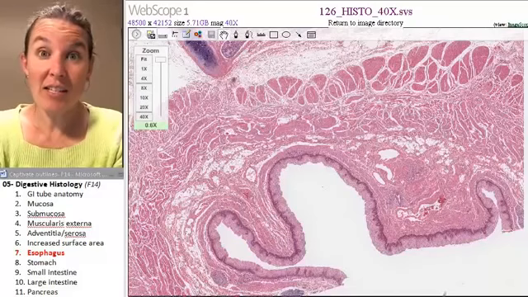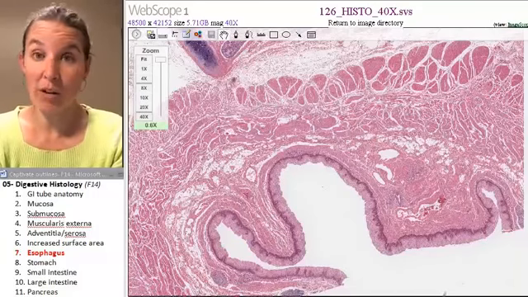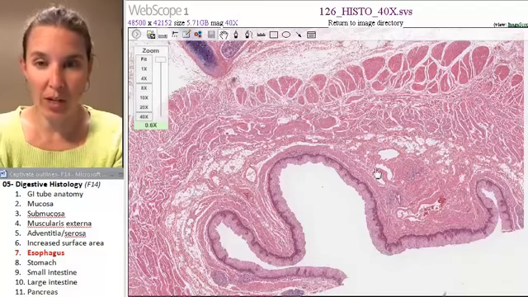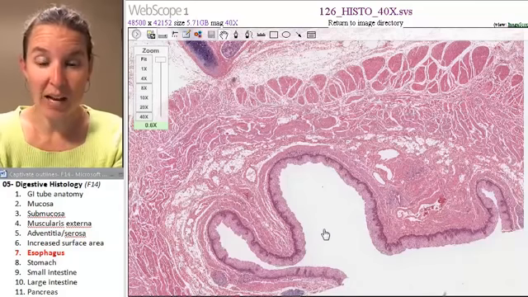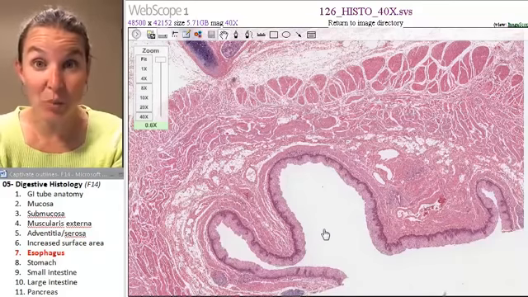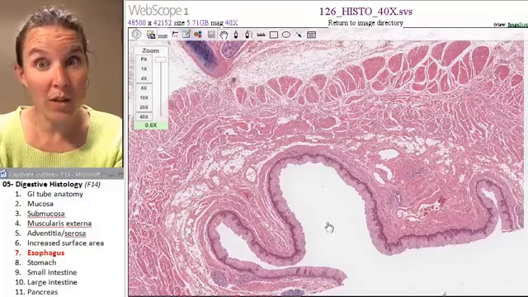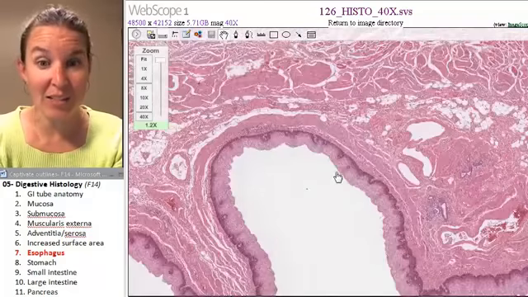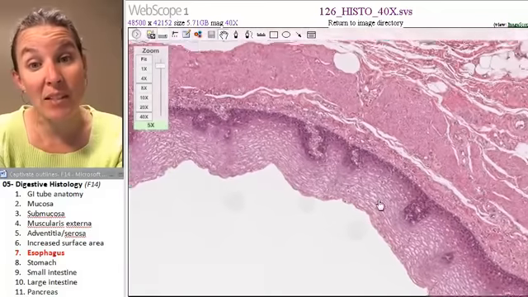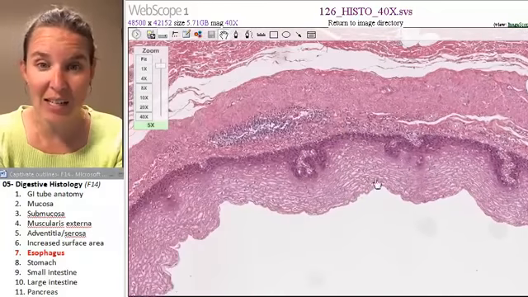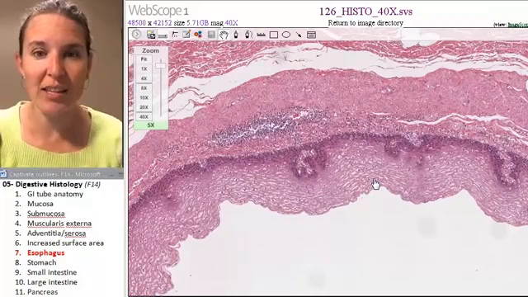The esophagus might be the easiest part of the tube to identify. Check out this slide. Do you see a lumen? I can't draw on this, but here is my lumen. Now, what are we going to expect to find next to the lumen? We're going to expect to find epithelial tissue first. And indeed, ready? You're in the esophagus.